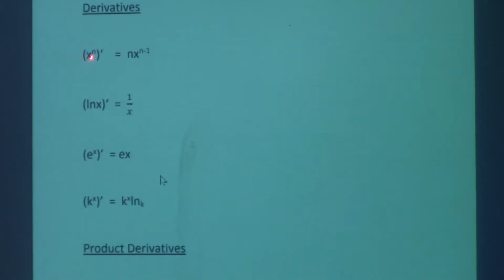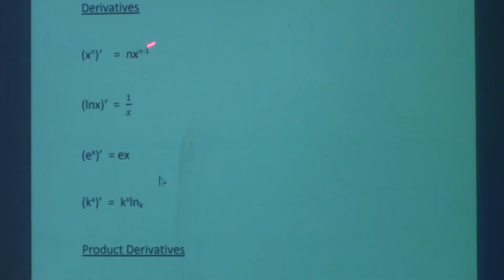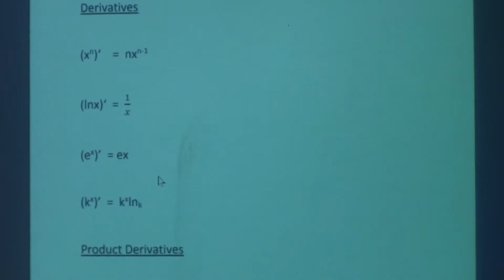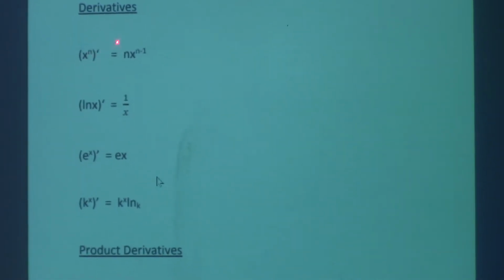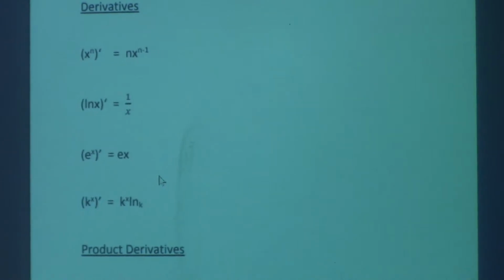If it's x to the third, then the derivative will be 3 times x to the second. If n is 10, it's going to be 10 times x to the 9th. If n is 5, it's going to be 5 times x to the 4th. Get the idea?